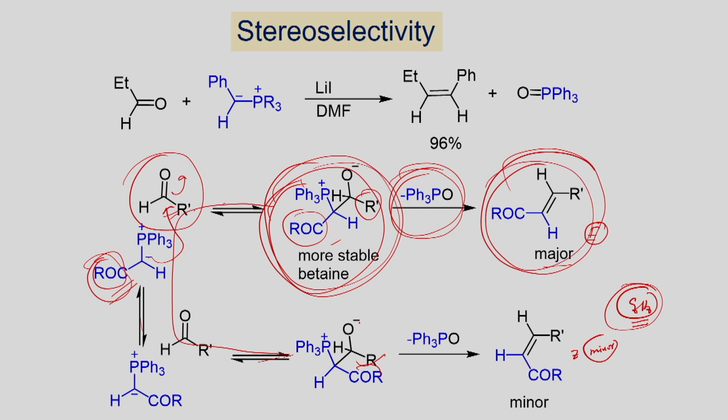On the other hand, if you use polar solvent, you usually get the cis as the major compound, with trans also. You get a mixture of compounds if you use a polar solvent like DMF in the presence of salt. We will see the next slide in detail.